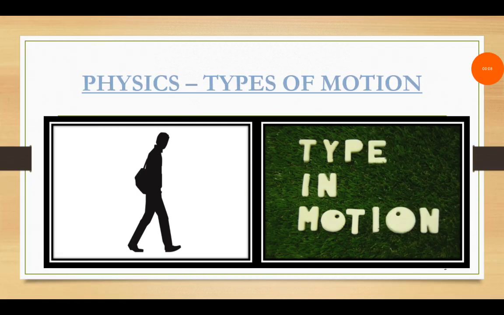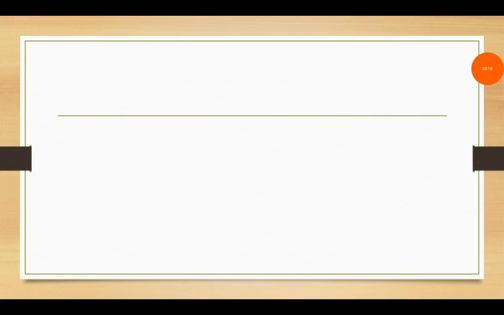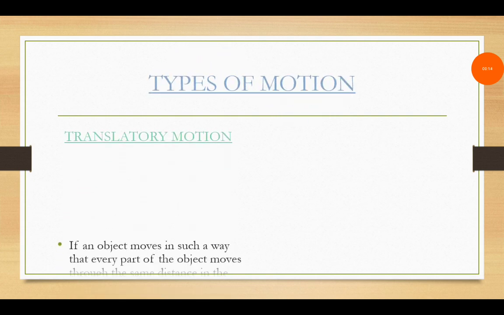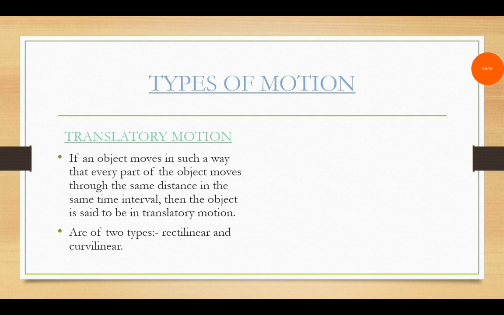Types of motion. Translatory motion. If any object moves in such a way that every part of the object moves through the same distance in the same time interval, then the object is said to be in translatory motion. They are of two types, rectilinear and curvilinear.